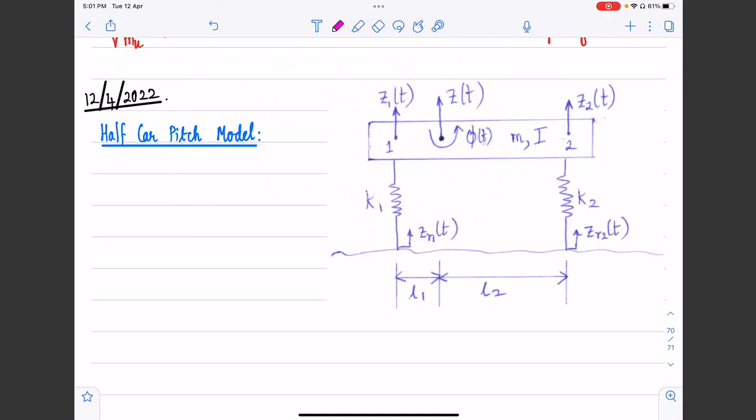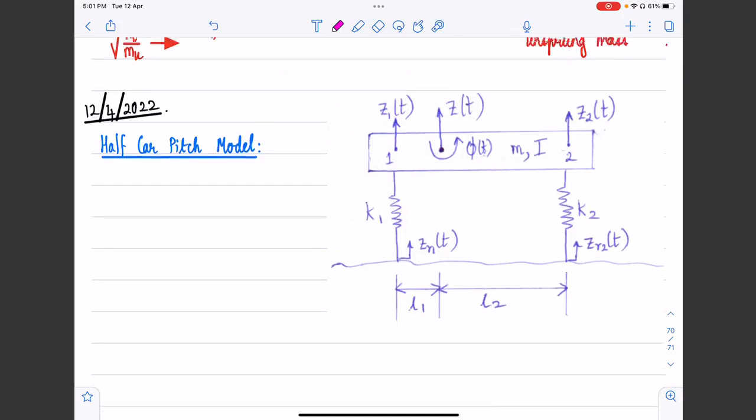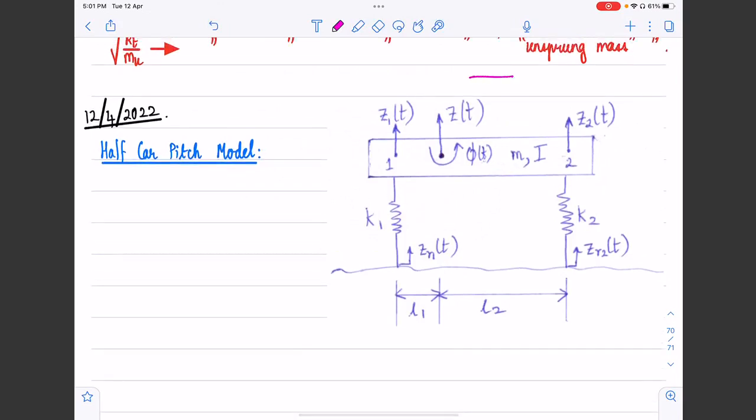So here we are looking at the vehicle from the side. Let's say the direction of travel of the vehicle is from right to left in this figure. So this is the front of the vehicle and this is the rear of the vehicle. Let's picture it that way. We are essentially lumping the entire vehicle using this mass M, and we take the pitch moment of inertia of the vehicle to be I. So that is the pitch moment of inertia.